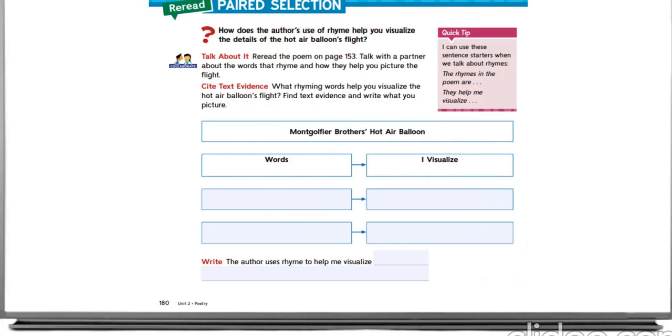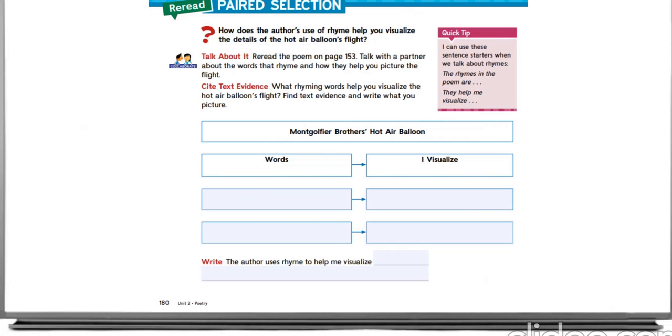Then you're going to go over to page 180. This is our paired selection. How does the author's use of rhyme help you visualize the details of the hot air balloon's flight? Talk about it. Reread the poem on page 153. Talk with a partner about the words that rhyme and how they help you picture the flight. Cite text evidence. Rhyming words help you visualize the hot air balloon's flight. Find text evidence and write what you picture.